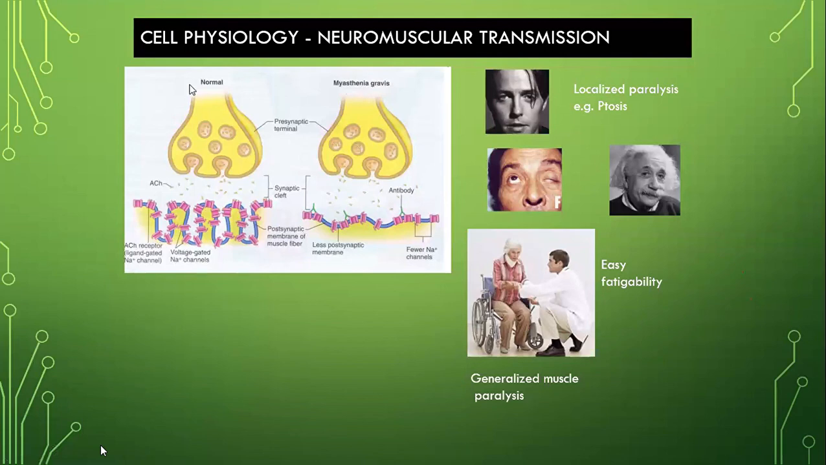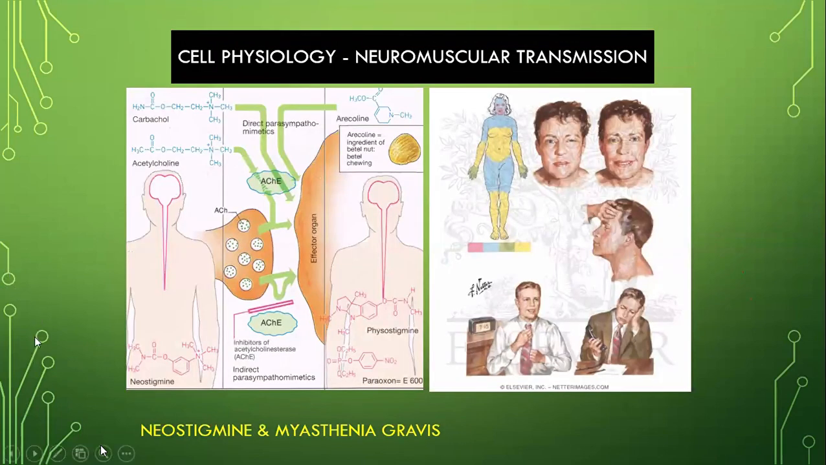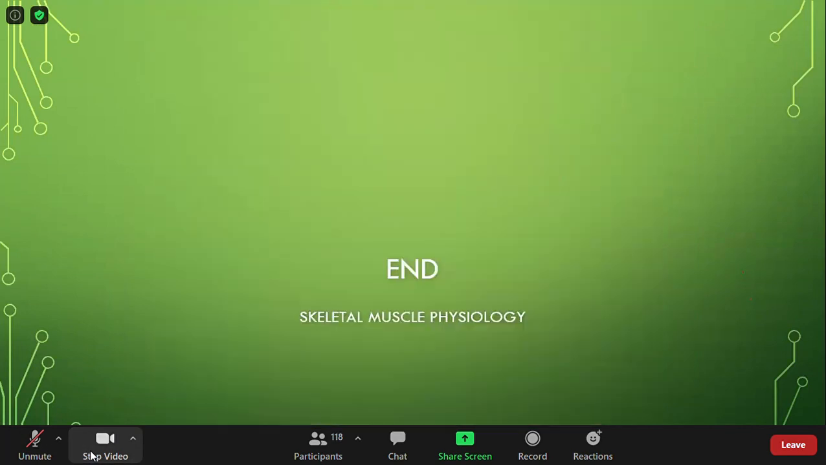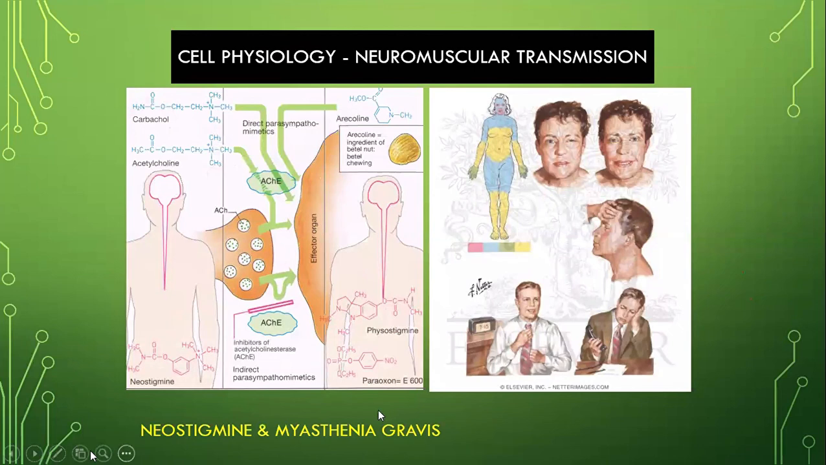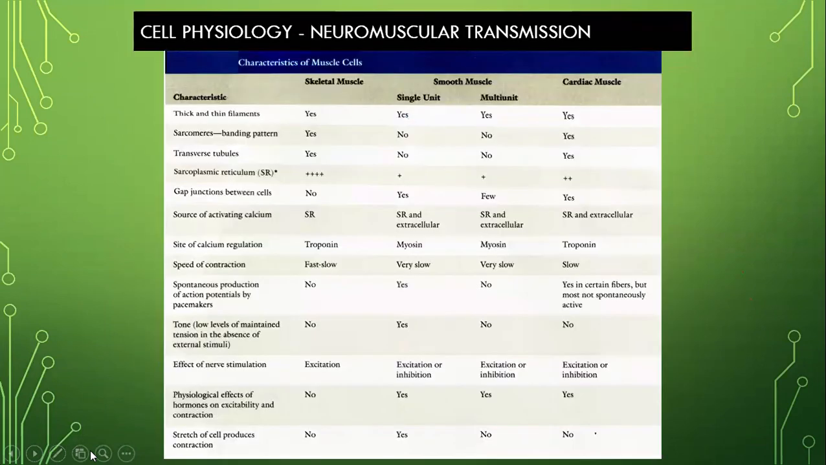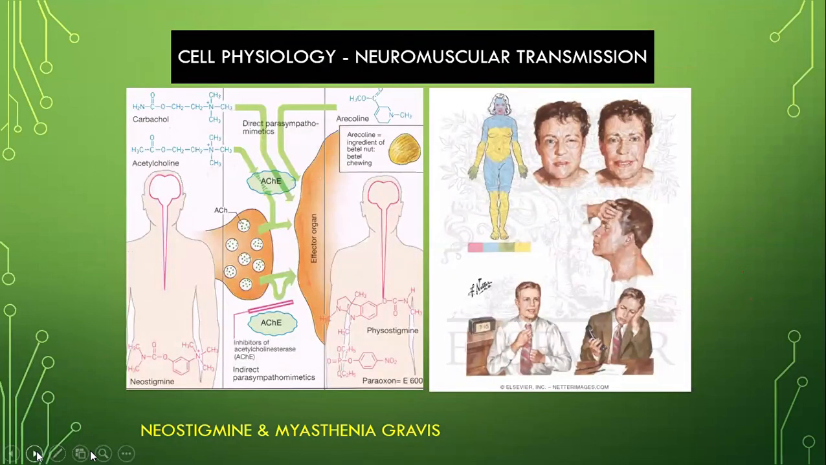And later, the complication is paralysis of the respiratory muscles. And this is the one that is very lethal. So you give neostigmine for myasthenia gravis. But I give stem cell to my patients for myasthenia gravis.